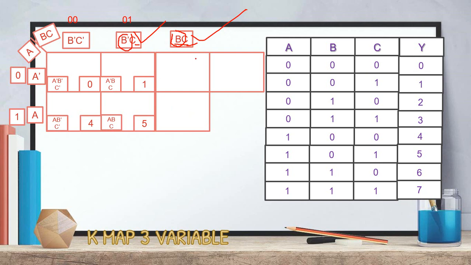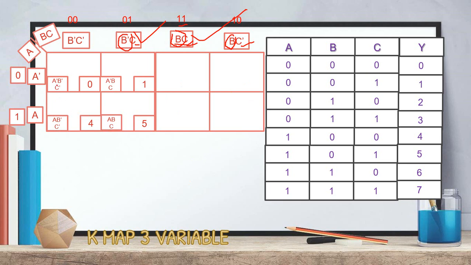Once you are done with this, next we go with the last one, BC bar. In this BC bar, if you take adjacency, B is common and C is varying. So this way you can make the columns BC and BC bar. BC means both are 1, so it is called 1 1. BC bar means B is 1 and C bar is 0.